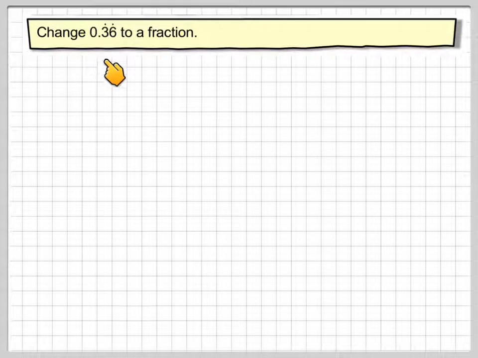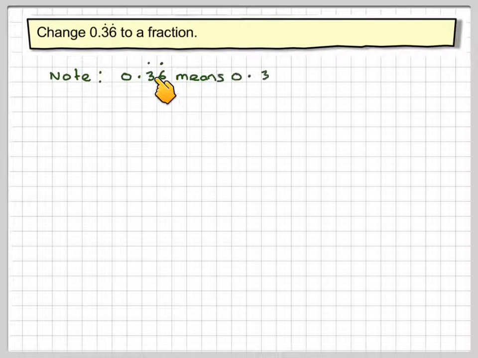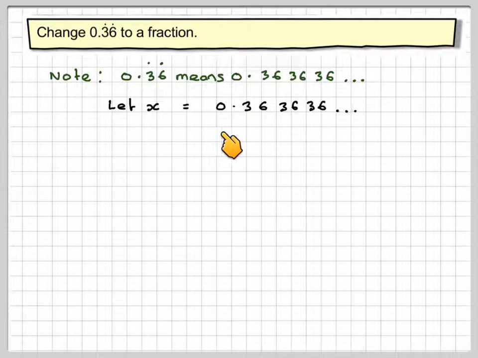Change 0.36 recurring to a fraction. So note that 0.36 with two dots on means 0.363636, and that carries on forevermore. So what you do is you let x equal 0.363636. Because every two digits now recur, you now multiply x by 100.